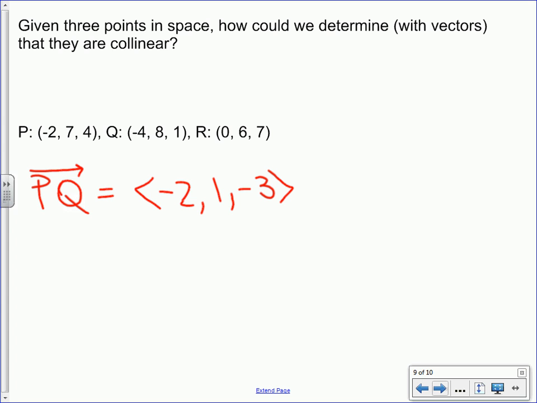Okay. Now let's look at a second vector. We can either make PR or QR. What do you want? QR. QR sounds lovely. And that vector would be what? 4, 2, 6.